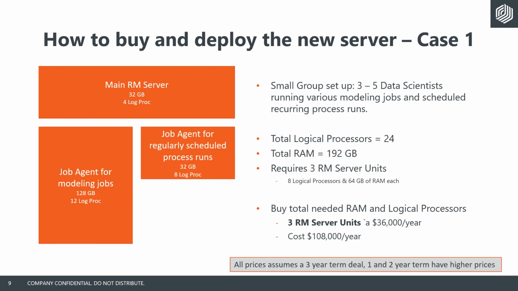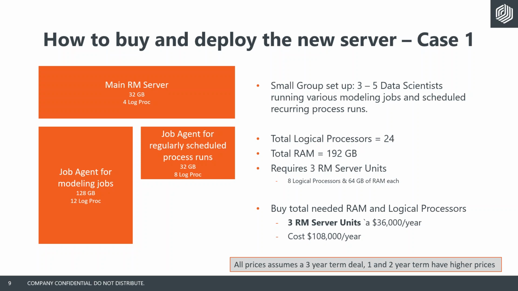So one case here, maybe there's a handful of data scientists that are running various modeling jobs, scheduling recurring process runs, and so on. They could, in this case, then buy, let's say, 24 logical processors and 192 gigabytes, and they want to deploy that over 3 machines. So they're buying 3 units, but as you can see, I could deploy it over more machines than 3, but in this case, there's also 3 machines, but they're different size.